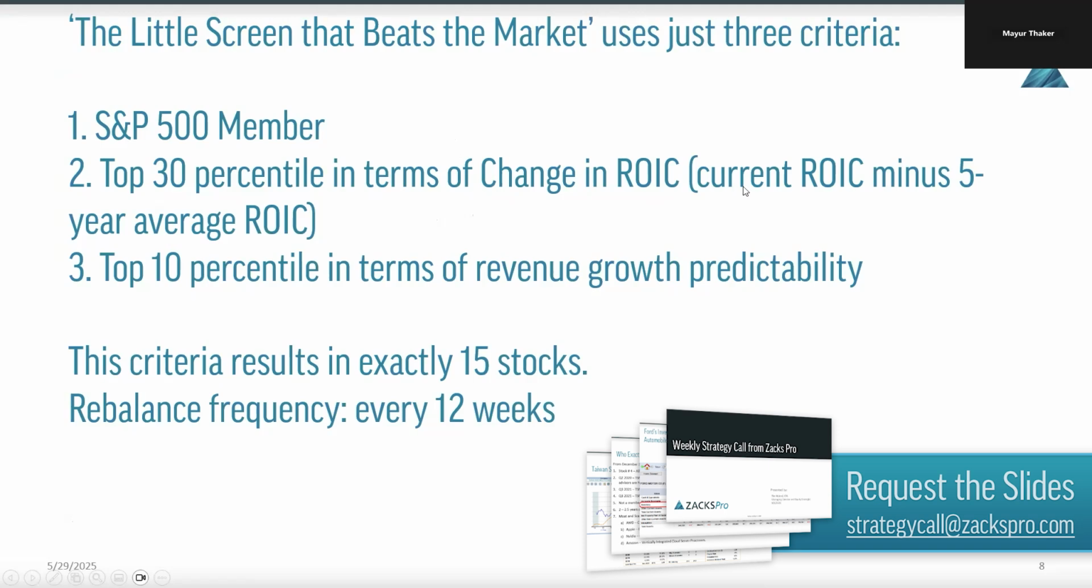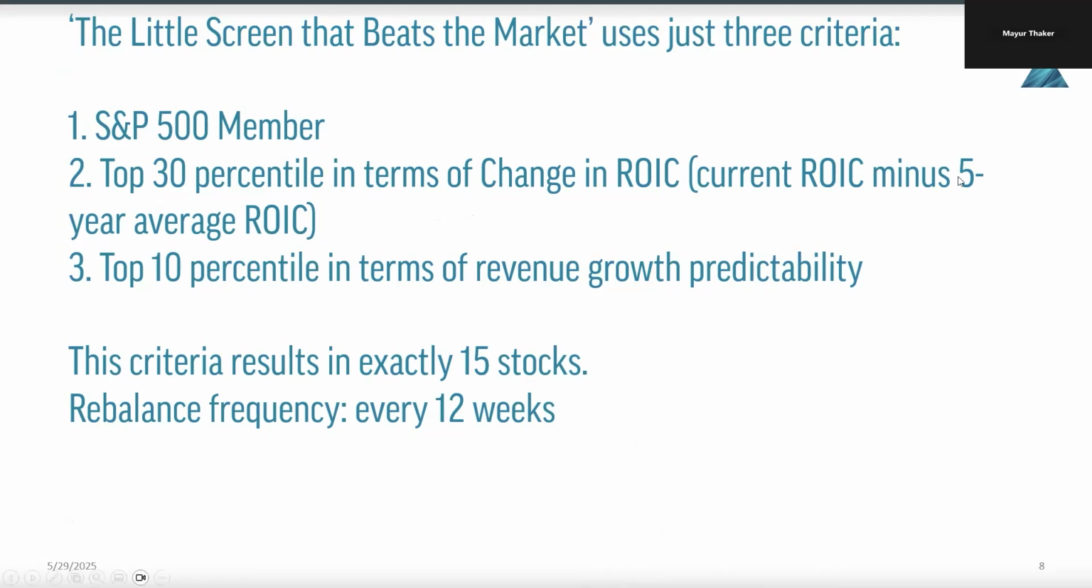And this is defined as the current ROIC, which uses a trailing 12-month net income divided by the capital base, minus the 5-year average ROIC. So we want to see the companies that have had the biggest deviation in terms of current ROIC versus the 5-year average ROIC.